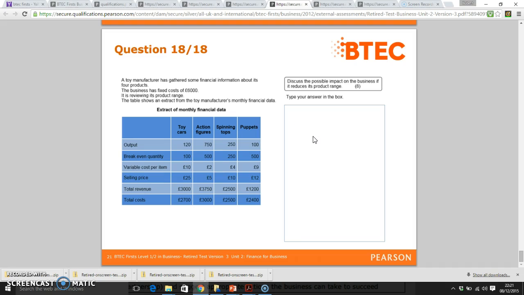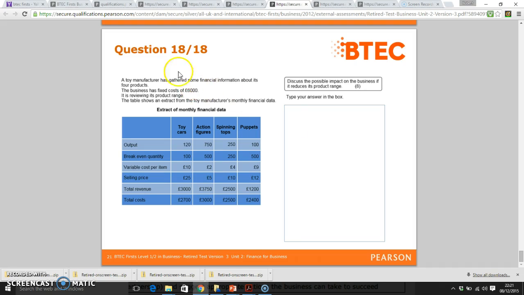So hopefully you've spotted that actually puppets, if you read down on all the columns, this business that's making puppets has got revenue of £1,200 and total costs of £2,400. That means that this product is actually making a loss. So if they got rid of puppets, on the face of it, the first thing that would hopefully happen is that the business would make £1,200 more profit. Okay, that would be the first thing that we would hope would happen.